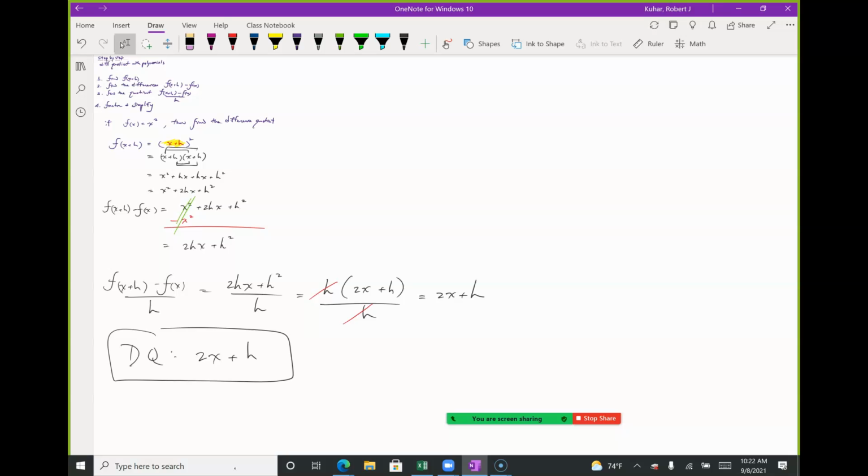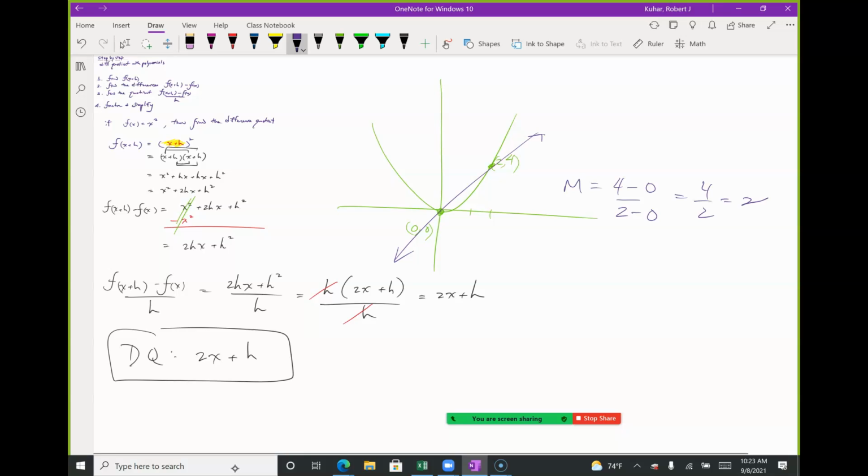So the difference quotient gives me the slope at any x and any h. So for example, let's see if it works. We've got our quadratic. Let's say at 0, 0, and 2, 4. So 2, 4, right? And then of course, if we get our secant line there, my slope is 4 minus 0 over 2 minus 0. That's 4 over 2. That's 2. So definitely makes sense that that line would give me a positive slope.